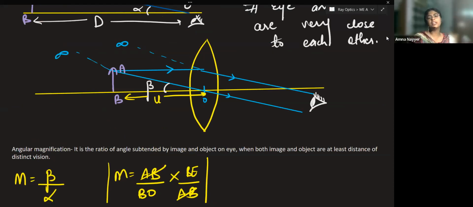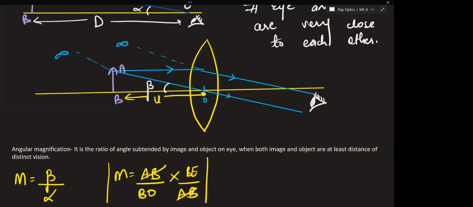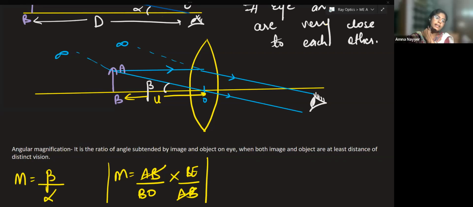Here, I'm referring to the separation OB. See, if the image is formed at infinity, then where according to you would the object have been kept? If your final image is formed at infinity, then where have you kept the object? The focus. Yes, both of you are right, Atif and Sarah. Image is formed at focus, so it means the object is kept at focus. So this distance is now focal length.